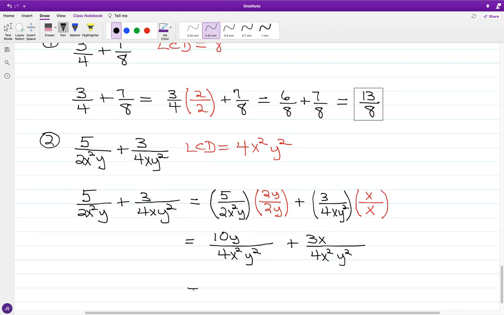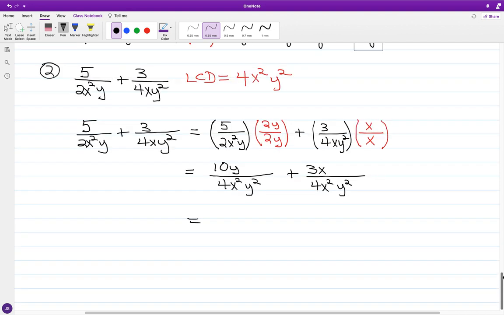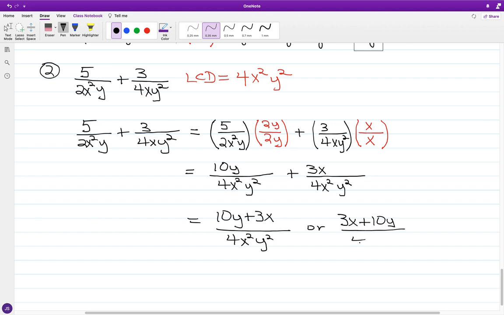And you could have gone ahead and combined the numerators. You can say either 10y plus 3x all over 4x squared y squared, or 3x plus 10y if you put the numerator terms in alphabetical order, also over 4x squared y squared.